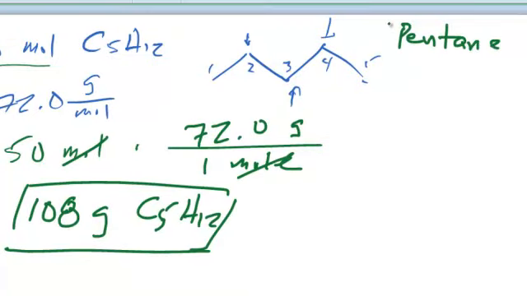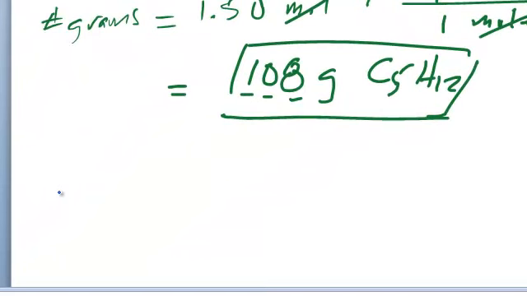Okay. And again, we were given 3 significant figures in the problem, so we can keep 3 significant figures in our answer. All right, let's go to B.